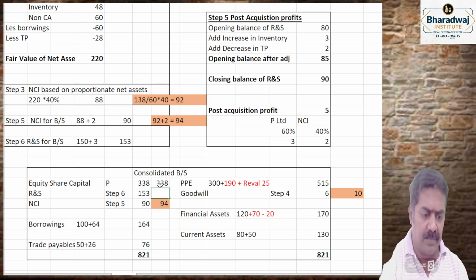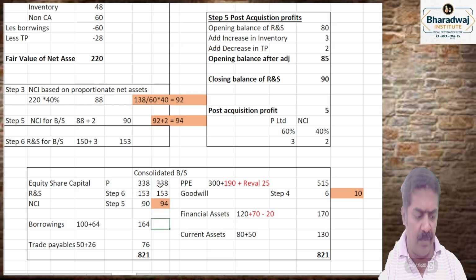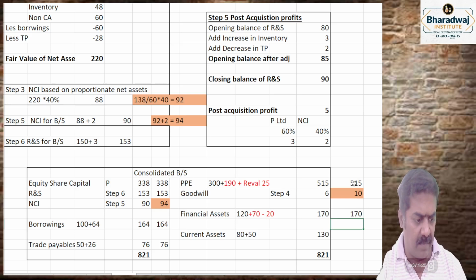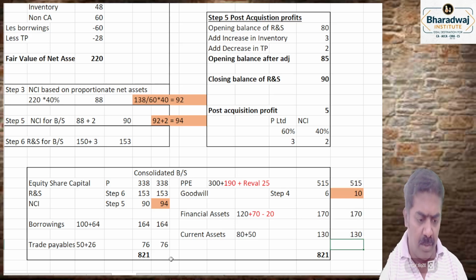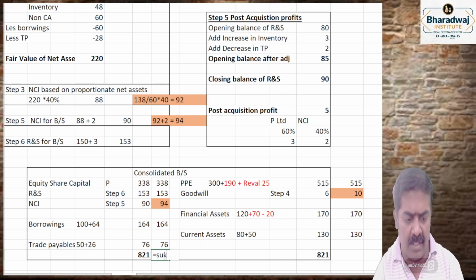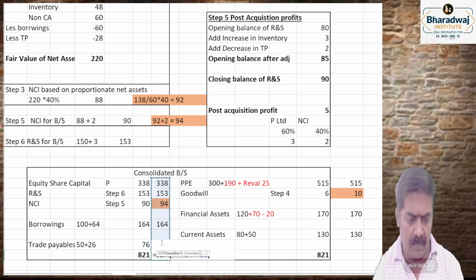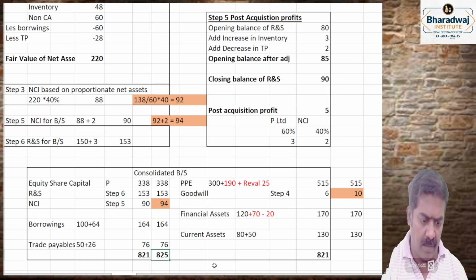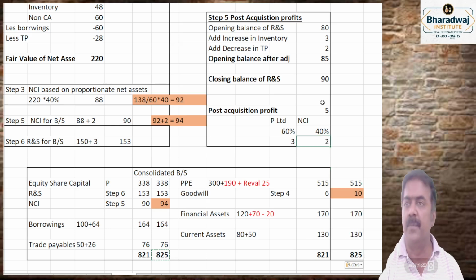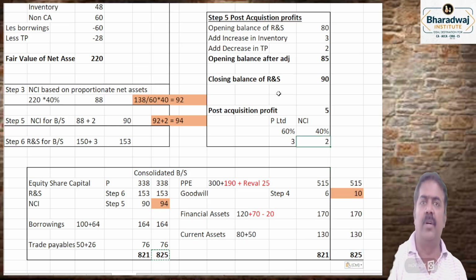338 அதே தான் இருக்கும். 153 will be there. 94 this will be same. 164, 76. All the other values will be same. 515. This 170 will be same, 130 will be same. So this total will be changing by extra 4. So asset side and extra 4 will get added. This when you follow which method? Fair value method. In your textbook they followed which method? Fair value method.